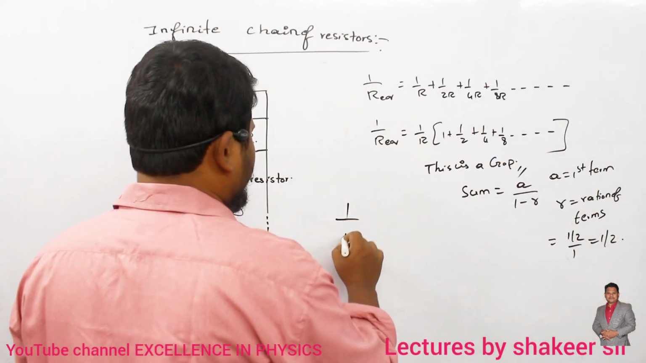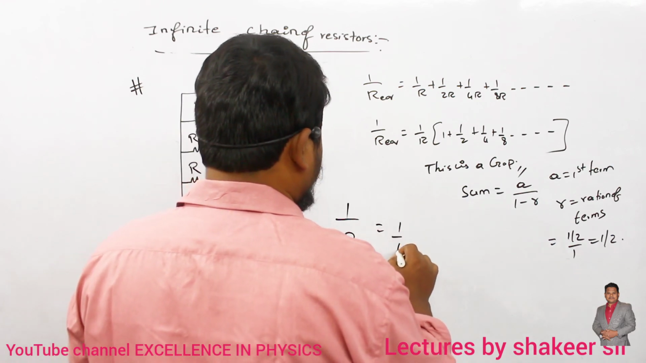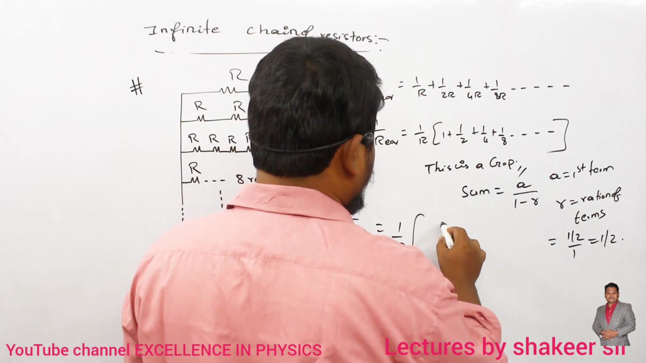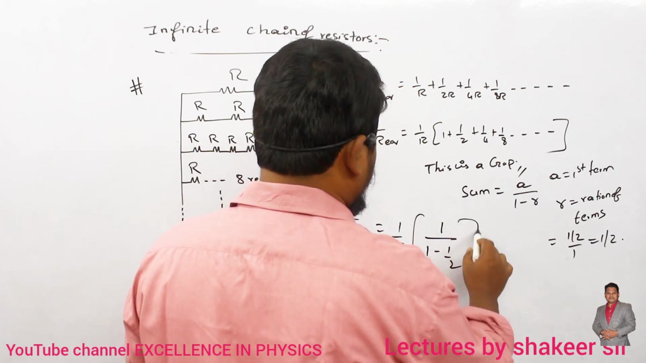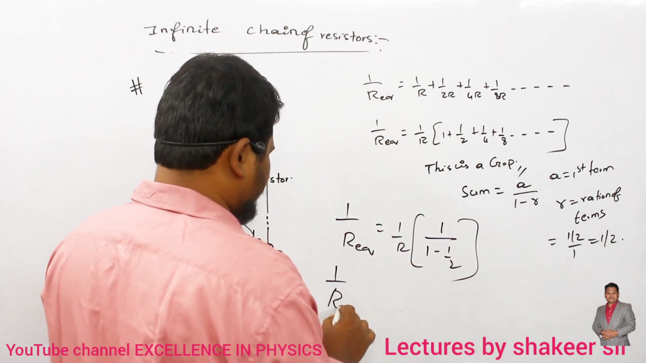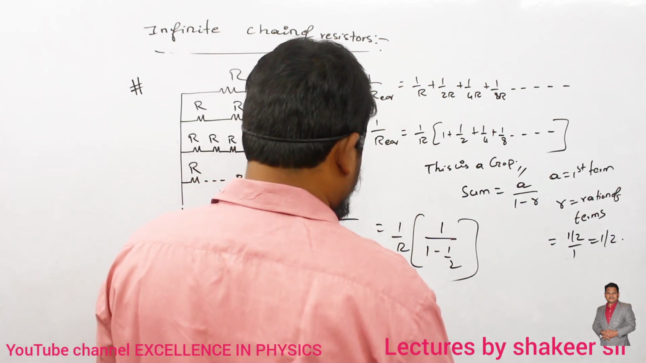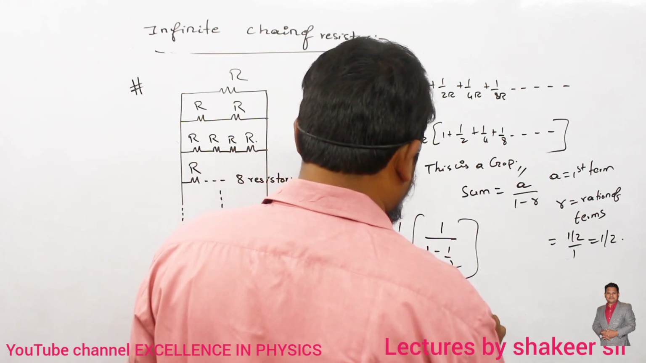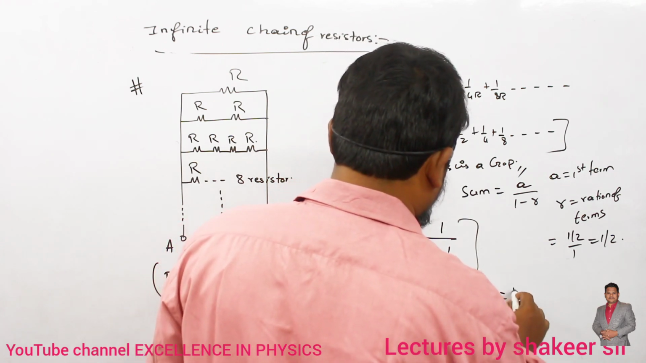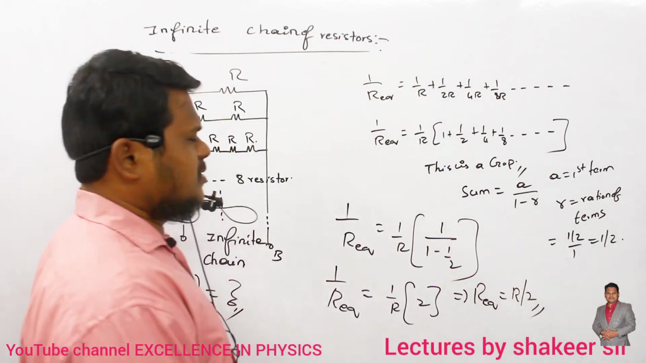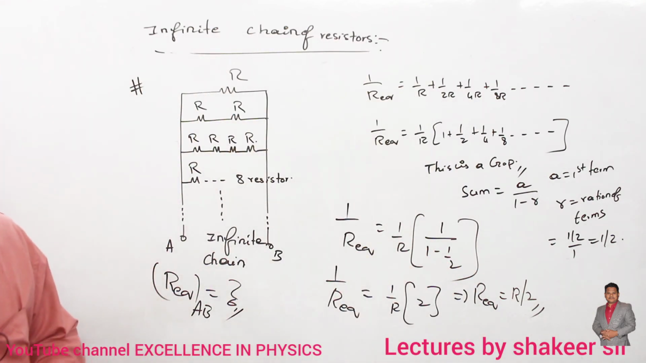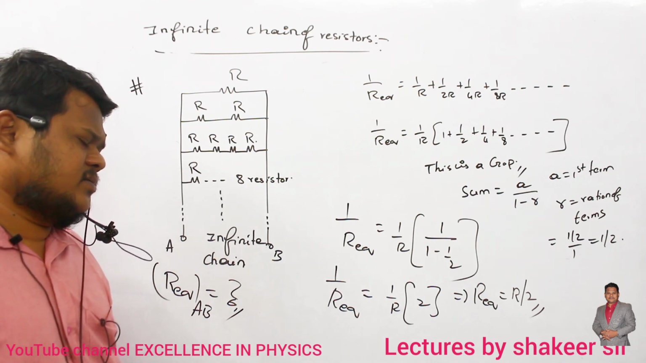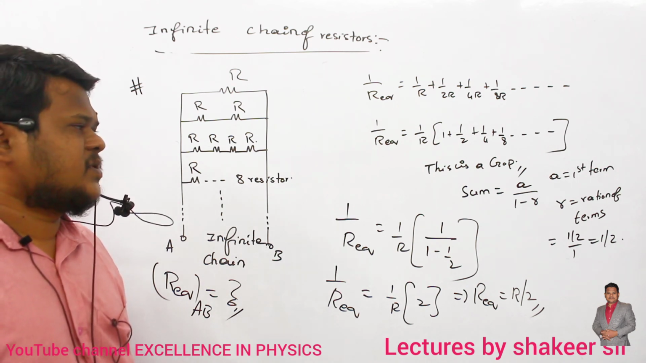So therefore, 1 by R equivalent is equal to 1 by R into the sum of all these numbers, which is A by 1 minus r. A value is 1, 1 minus 1 by 2. r value is 1 by 2. So therefore, 1 by R equivalent is equal to 1 by R multiplied by 1 by 1 by 2, which is 2. So therefore, R equivalent is equal to R divided by 2. That is our equation. Okay? So total equivalent resistance of this circuit is how much? It is equal to R by 2. Okay, that's it.